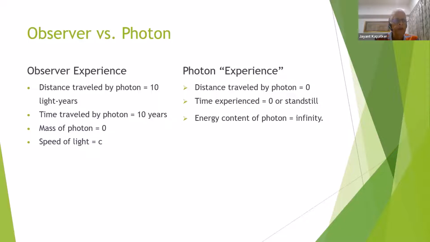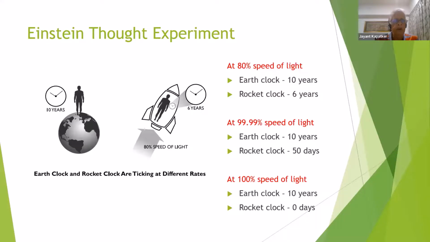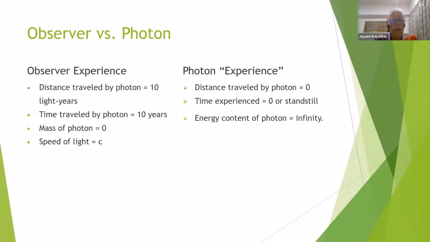From the point of view of the observer watching the photon, exactly the same way as when the observer is watching the rocket going at speed, he thinks it has traveled for 10 years. But the person in the rocket thinks he has not traveled at all. Using the same logic, if the observer looks at the photon, he sees the photon has traveled 10 light years. The time taken is 10 years. But what does the photon experience? Because at the speed of light, the photon has no time. The time doesn't move, and no distance is traveled. He is standstill. He has not moved at all from the photon's point of view.